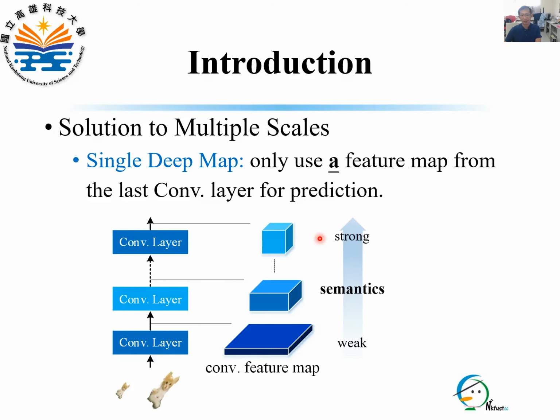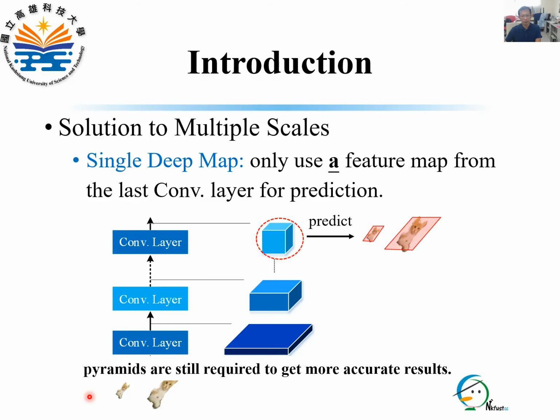Since the features obtained from convolutional neural networks have shown higher level semantics and thus are more robust to scale variance, more recently, a single deep feature map from the last convolutional layer is used for prediction. This method is referred to as a single deep map. But more research reveals that pyramids are still required to get more accurate results.